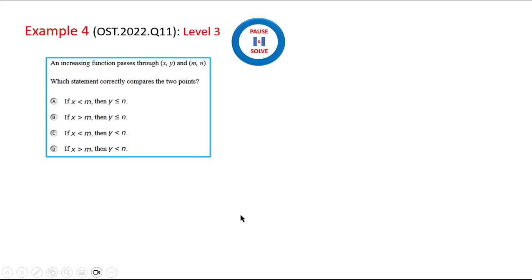Example number 4. This one is a bit difficult, but let's see how difficult it is. An increasing function passes through (x, y) and (m, n). I always recommend that you read the question carefully. Increasing is a very important word here. Which statement correctly compares the two points? They are giving me these options, so let's analyze each one of them.